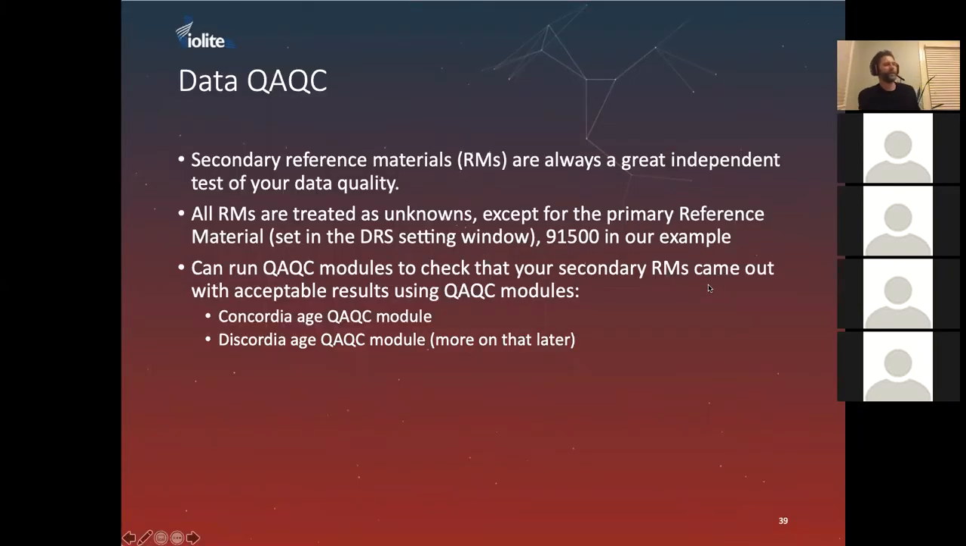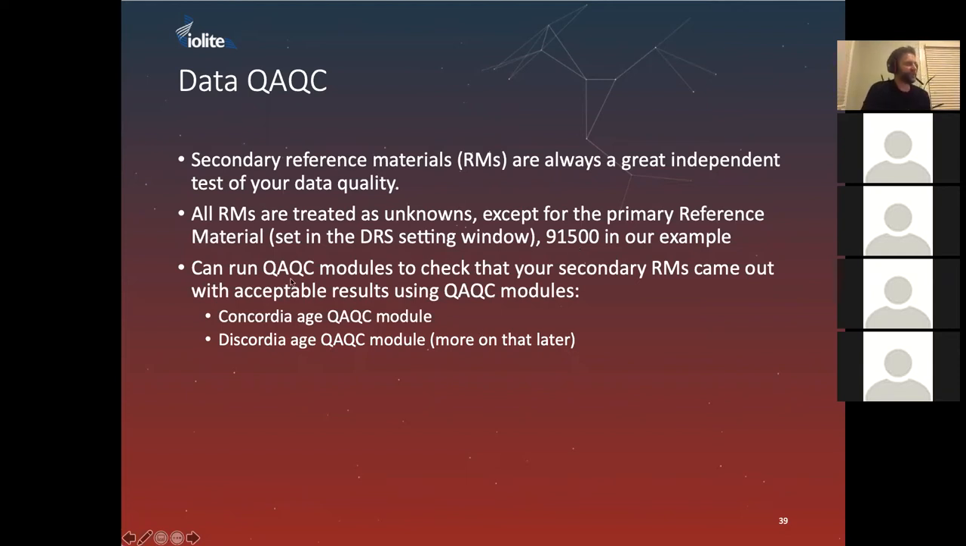So we always recommend, for anything in iolite, that you should have secondary reference materials, because they're such a great independent test of the quality of your data. Without them, you really can't say much about how well your process has gone. In iolite, in the uranium-lead stuff, all reference materials are treated as unknowns except for the primary reference materials. And in this case, in our example, that's 91500.